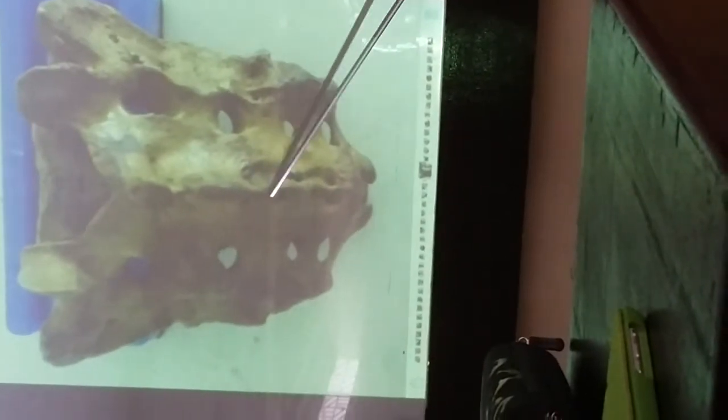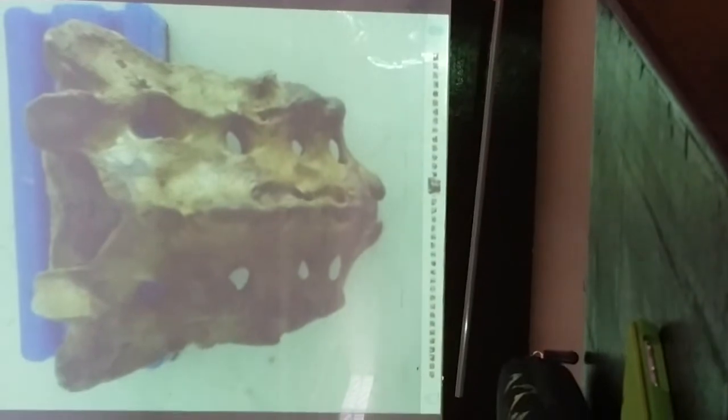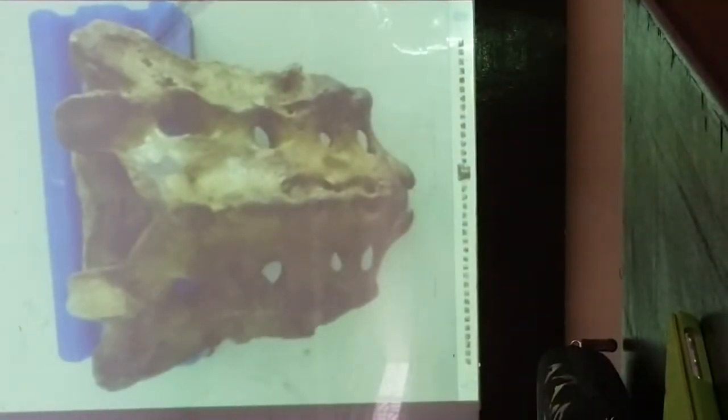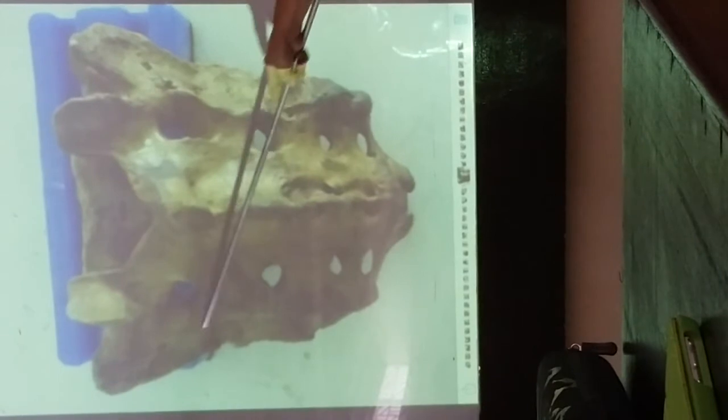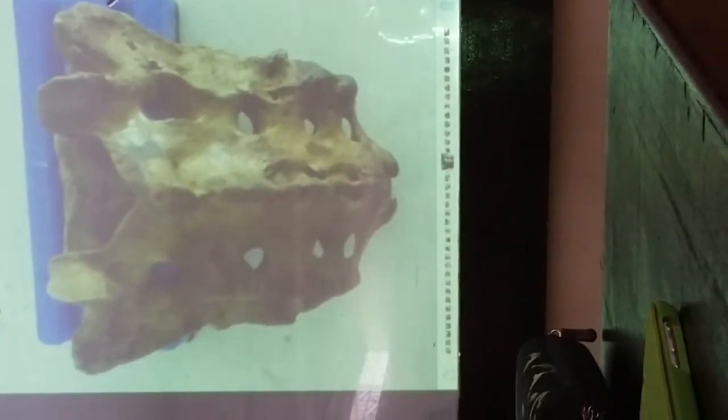Tapos parang may dalawang horn sa magkabilang sides. Sacral cornua. And then of course you have here posterior, what's this? Sacral foramen for the posterior rami of your spinal nerves. This is auricular surface for the ilium of the hip bone to form the sacroiliac joint.